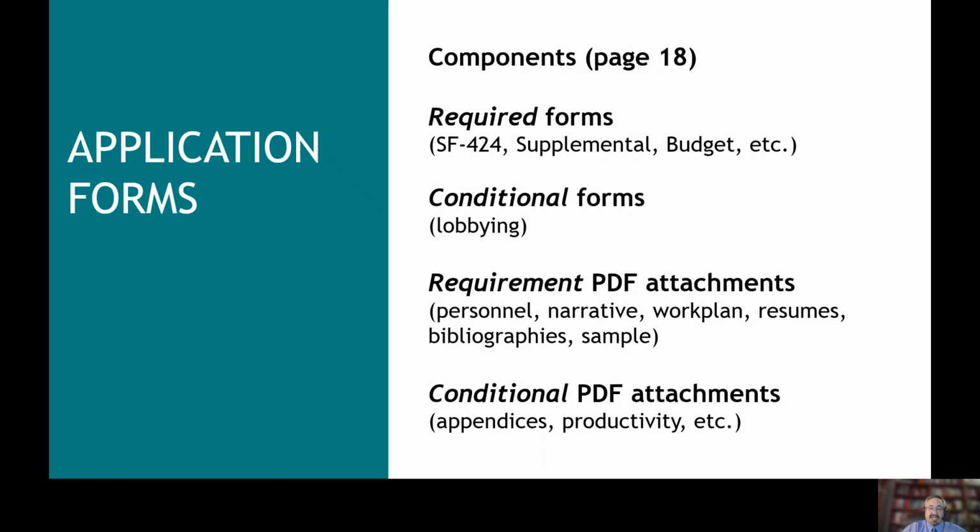An example of a conditional attachment is the attachment for productivity. Obviously, if you haven't received NEH funding before, you don't need to discuss productivity in the past because there isn't anything to measure it against.